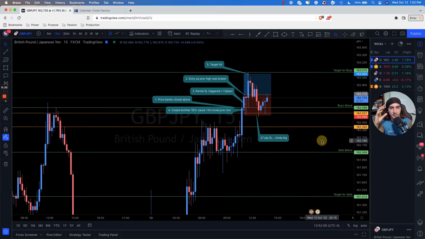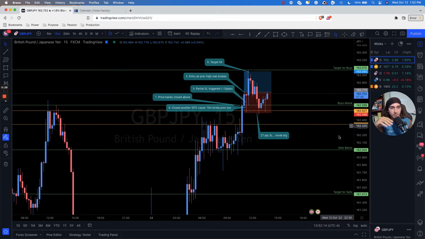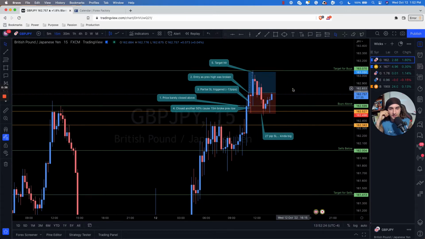And so the reason I want to do both of these together is because I think that explaining what buys above and what sells below means, while explaining how I took this entry, how I manage my risk, etc., will go hand in hand. So with that said, we'll start out with the buys above and sells below.